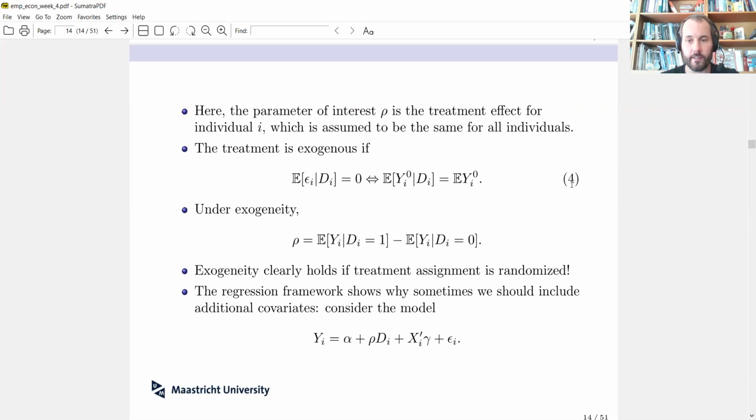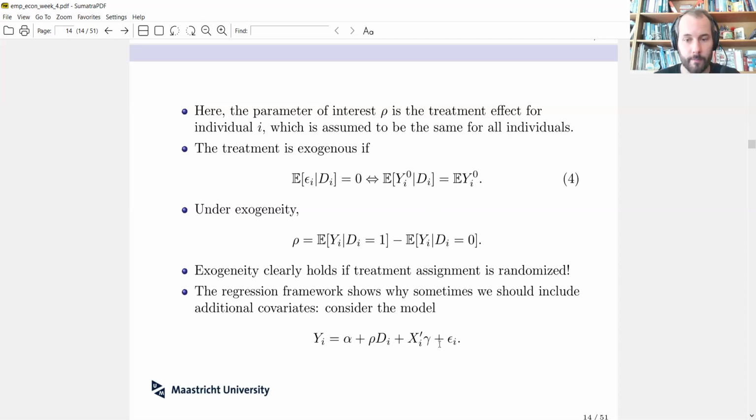Moreover, notice that this equation 4, so exogeneity, is clearly true if the treatment is randomly assigned, right? We learned that if D_i is independent of this, then the conditional expectation boils down to the unconditional expectation. So things make perfect sense here. Randomized experiments, written as a regression, everything fits together. Now, why do we use the regression framework?